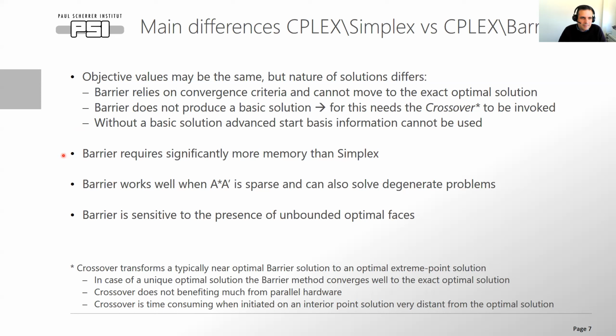Another difference is that the barrier requires significantly more memory than simplex. It works well when the product of the model matrix multiplied with its transpose is sparse, and it can also solve degenerate problems, but it's sensitive to the presence of unbounded optimal phases. But from all these points, the most important that I want you to keep is that we don't have a basic solution.